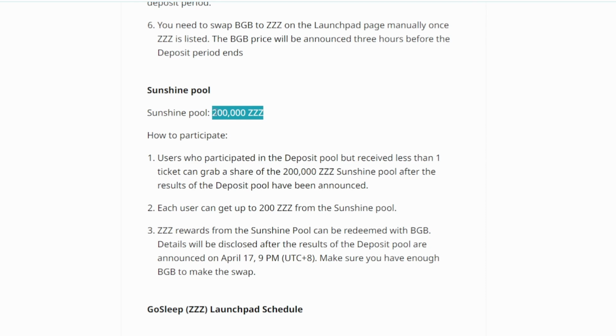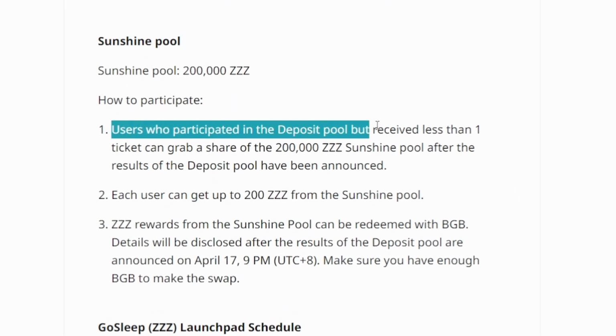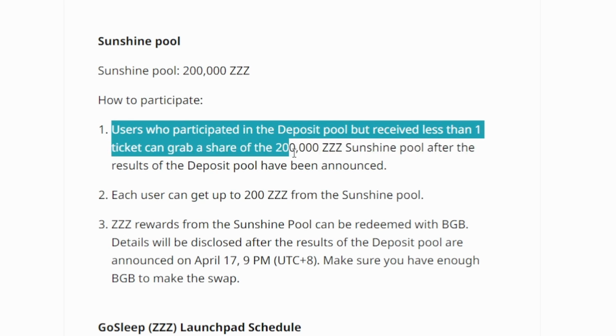Like I said, this is a consolation prize for those of you who registered but did not get allocated a ticket. It says users who participated in the deposit pool but received less than one ticket can grab a share of the 200,000 ZZZ Sunshine Pool tokens. So there is still something for you at the end of it, and that's why I feel like this is a no-lose situation. This is like money at the side of the room, just there for the grabs.